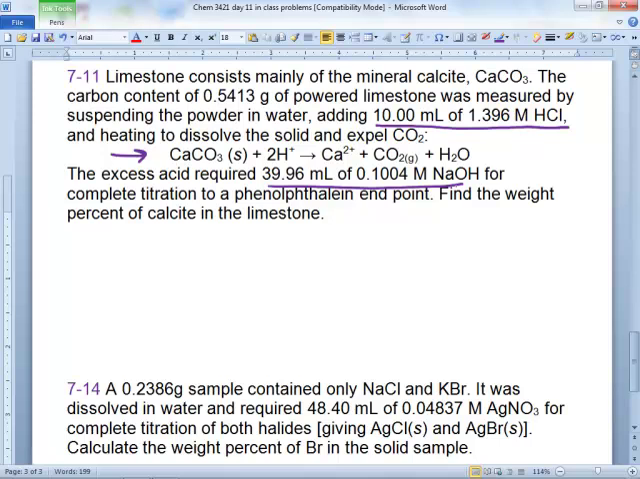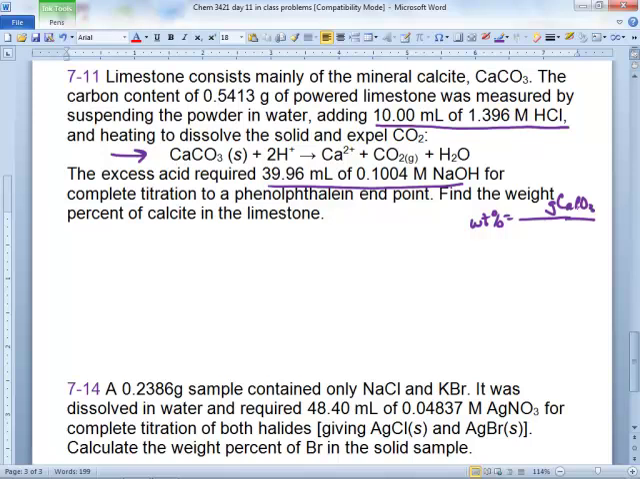All right. So picture this though. Let's start with what they want. They want the weight percent of this calcite, right? Of calcite in limestone. Calcite is just that calcium carbonate. So just to write a little equation over here to show you what they want. The weight percent of calcite is going to be the grams of calcium carbonate over the total grams, because the weight percent of anything is the grams of the solute over the total grams times 100.